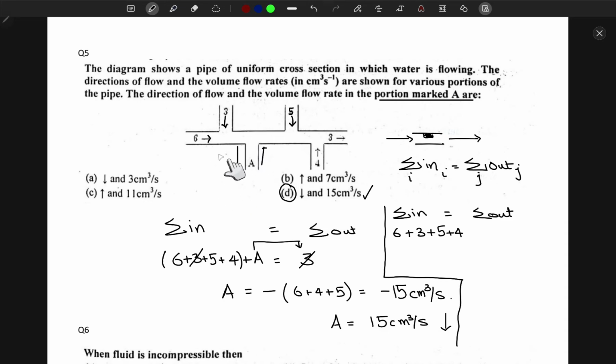Suppose A is outwards. And so in outwards, we would have A, and then we would have 3. So this would just get rid of these 3's, and A comes out to be 6 plus 4 is 10 plus 5, 15 centimeter cubes per second. So you see now there is no negative sign, which means that the outwards direction for A was the correct direction. So you get 15 centimeter cubes per second and the direction is outwards. So in both cases, we get the same thing. So the correct option is D.